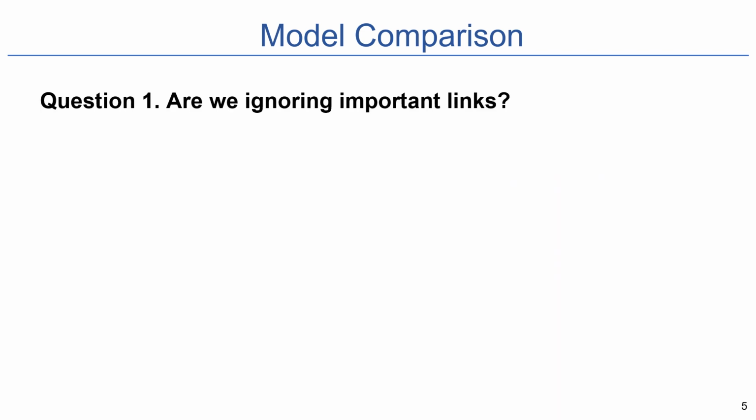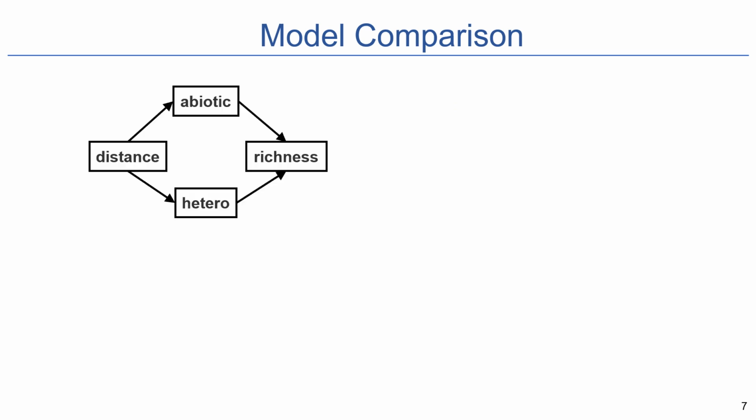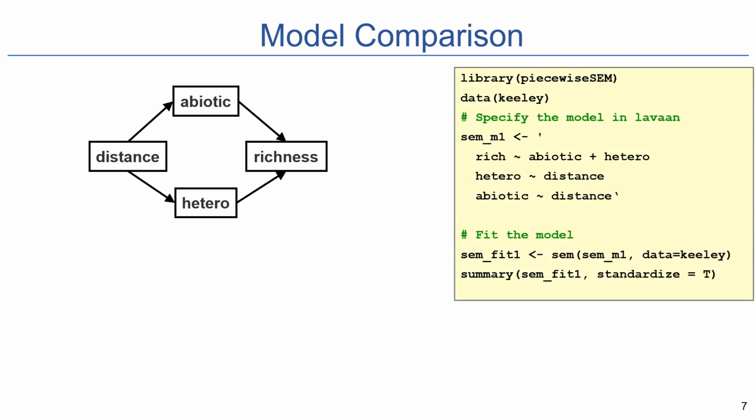And now let's address our first question on whether we are ignoring any important links in the model. For this, we will again use the data of Grace and Kelly, which you used for your task today. But we will not use the identical model that you used for the task, but a slightly different one, which misses the link from distance to richness. Here is our model, which I specified in Lavaan, and I used the Kelly data to fit the model. And here is the summary, and I need the standardized coefficients here.